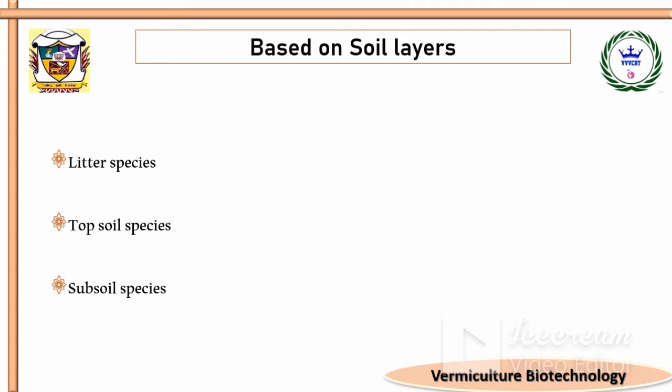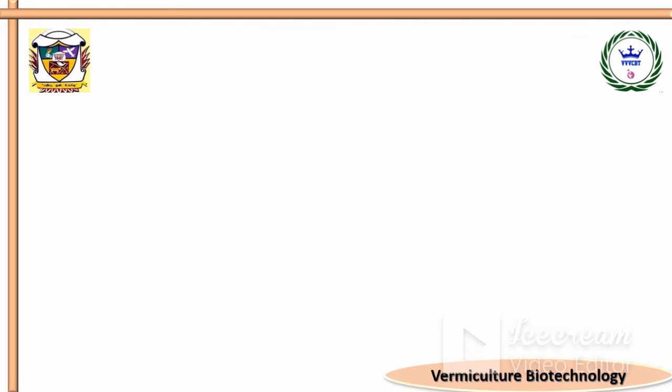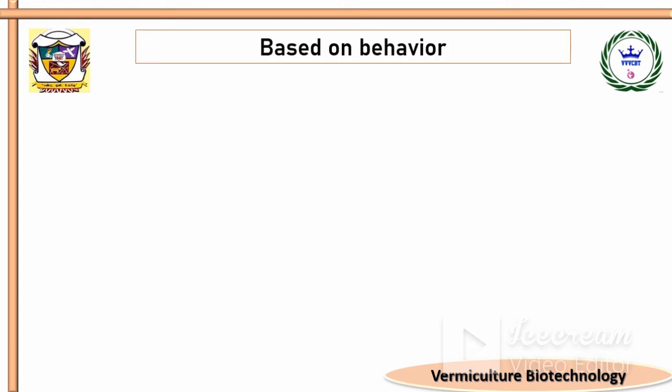Third one is subsoil species. These species live in deep permanent burrows. They are lightly pigmented. They feed on soil and organic matter in the soil. Next type is based on the behavior, that is morphological, behavioral, ecological and physiological characteristics.